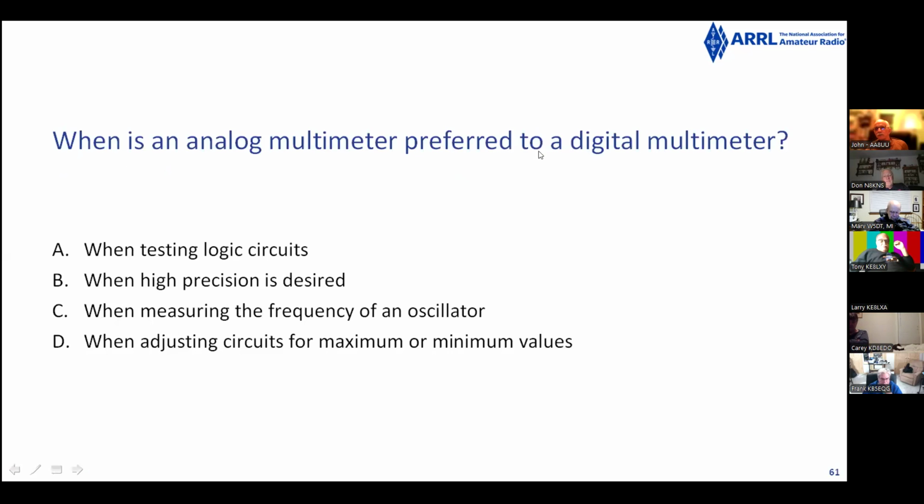When is an analog multimeter preferred to a digital multimeter? When testing logic circuits, when high precision is desired, when measuring the frequency of an oscillator. Where did that come from? When adjusting circuits for maximum or minimum values. Well, you can eliminate these, right? It doesn't have much to do with logic. Like I said, it's not as high a precision as a digital one. It has nothing to do with frequency. So it must be D. And it is. You could see the needle bouncing.